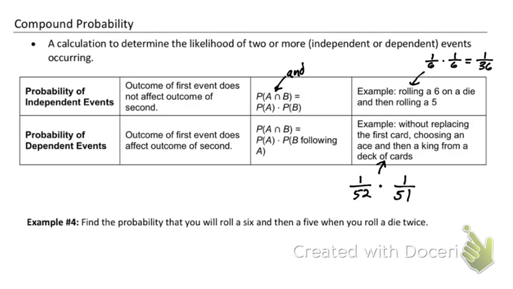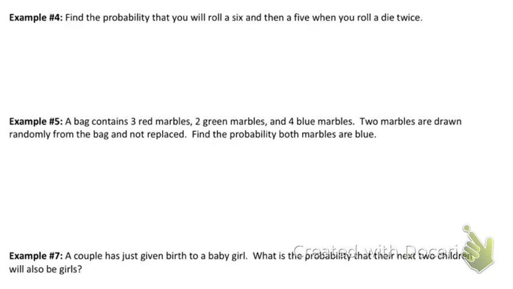All right, so with independent, you're multiplying by the same thing. It's not affected by the first one. With dependent, you have to ask yourself, does that first thing affect my second probability? Let's go through some examples. So find the probability that you will roll a 6 and then a 5 when you roll the die. Well, we did that above. We said the probability of rolling a 6 is going to be 1 over 6. Then we said the probability of rolling a 5 is just 1 over 6. So they're both the same because this is independent of each other.